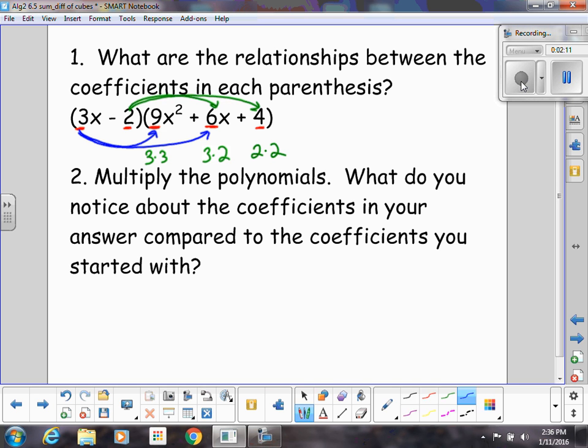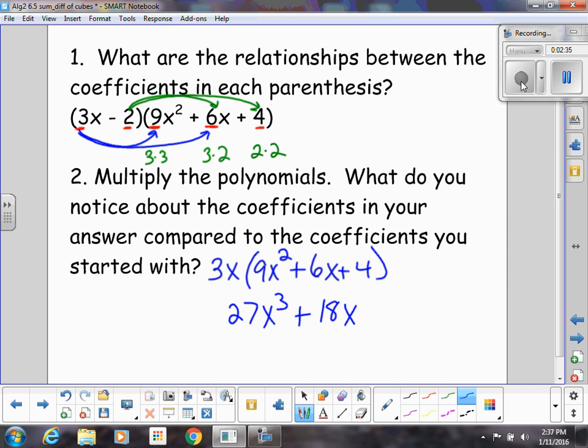Okay, so if I multiply 3x times everything, so I'm going to be doing 3x times 9x squared plus 6x plus 4. So that's going to give me, let's see, 3 times 9 is 27. This will be x cubed. And then I'll have 3 times 6, that's 18. And then that'll be x squared. And then I'm going to have 12x.